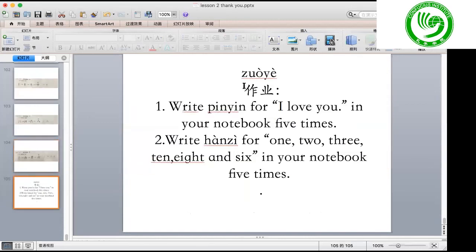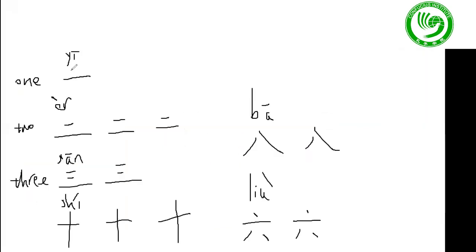Okay, so that is all about today's lesson. Here is the homework for today. So the first one, please write down the pinyin for I love you in your notebook 5 times. I'm gonna show it to you soon. The second one is write the hanzi for 1, 2, 3, 10, 8, 6 in your notebook 5 times. Actually, we just finished writing these. This is 1, Yi, and the second one, 2 is er. Third one, 3 is 三, and then 10 is 十, 8 is 八, 6 is 六.